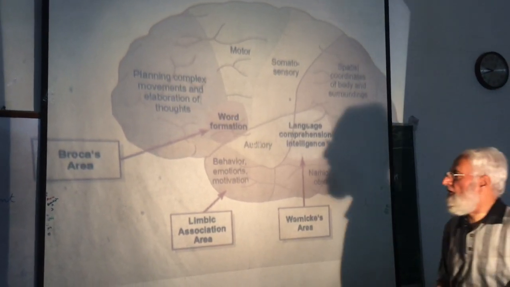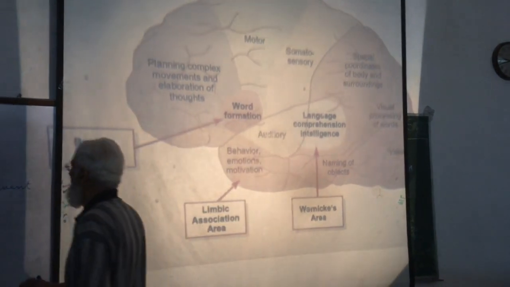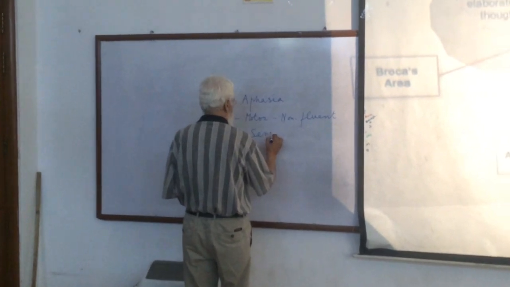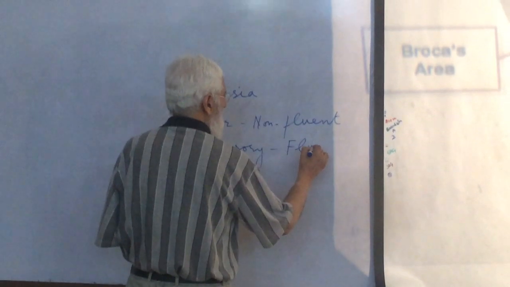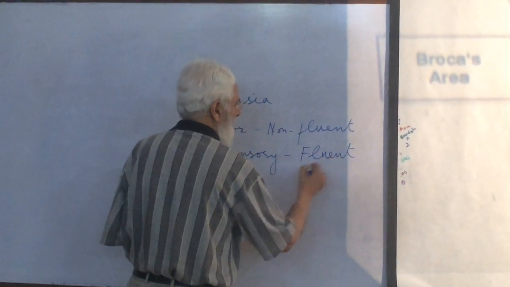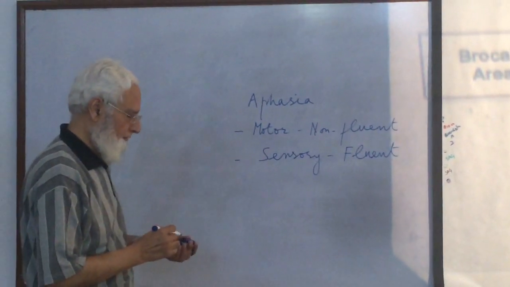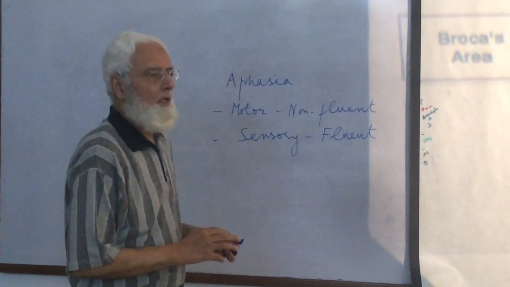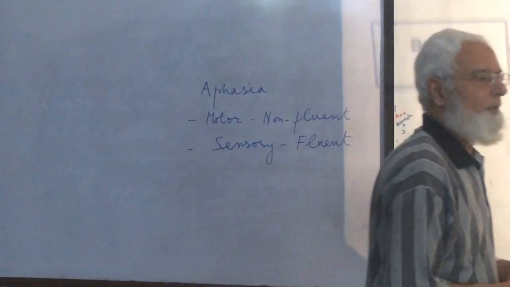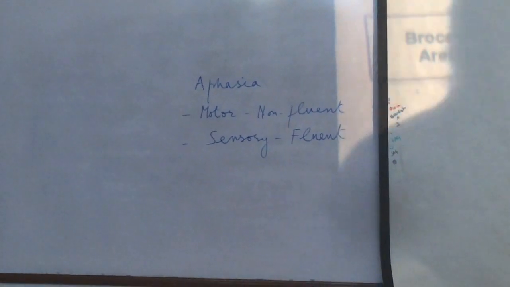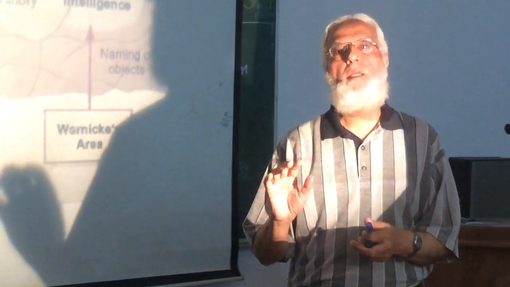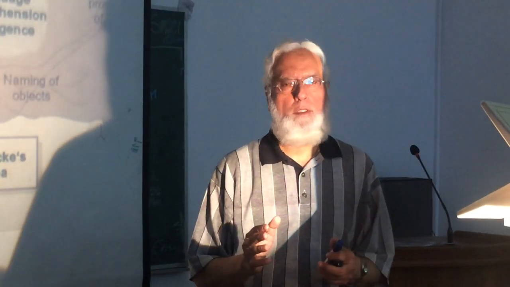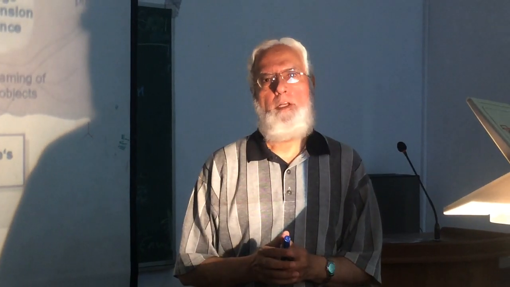The next type of aphasia is sensory aphasia, or fluent aphasia. In this aphasia, speech appears to be normal. Speech is fluent.